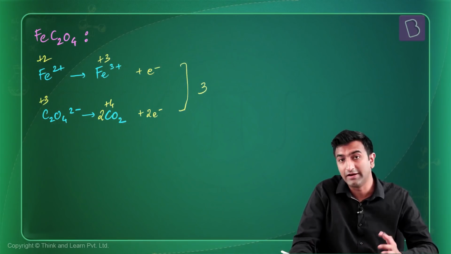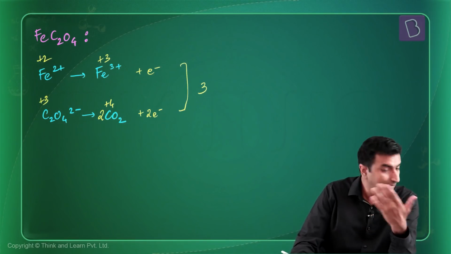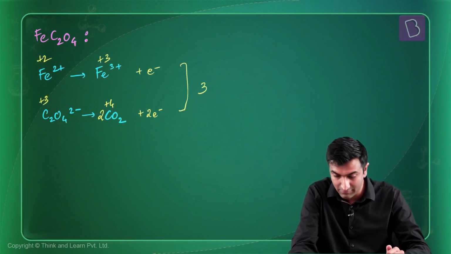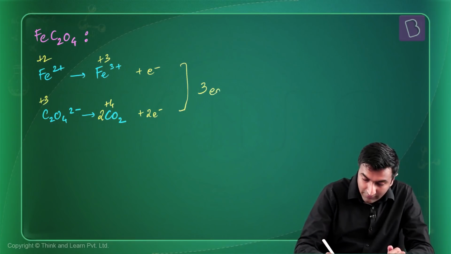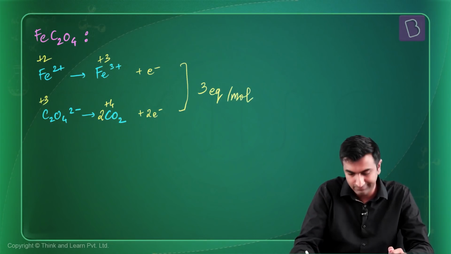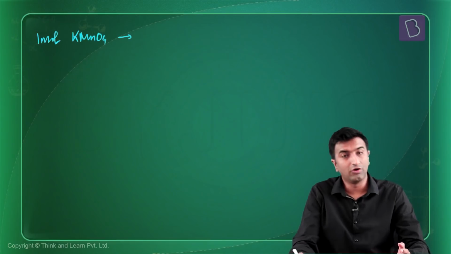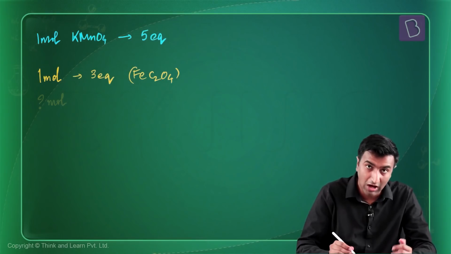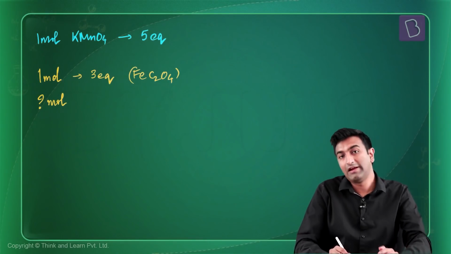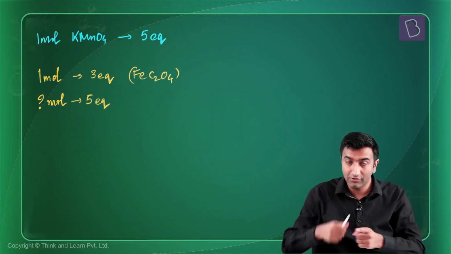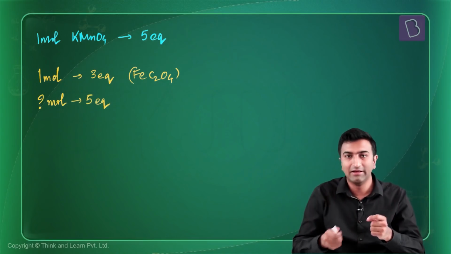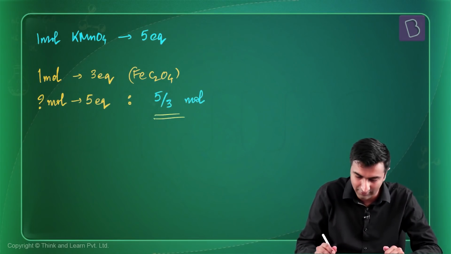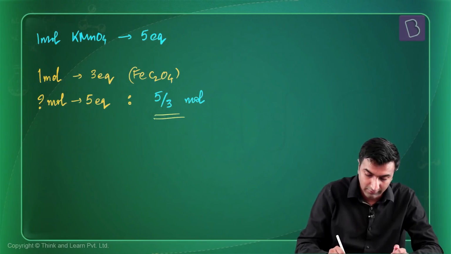Both these species are being oxidized, and that's the trick in this question. With other compounds also you may see that, but this one's happening for sure. We'll see what happens in the next compounds. So there are 3 equivalents per mole. That's what the N factor means, right? So 1 mole of KMnO4 had 5 equivalents, and 1 mole of FeC2O4 has 3 equivalents. How many moles of FeC2O4 will have 5 equivalents? That's what you need to find, because it's reacting entirely with 1 mole of KMnO4. Simple unitary method: 5 by 3 moles for this one.